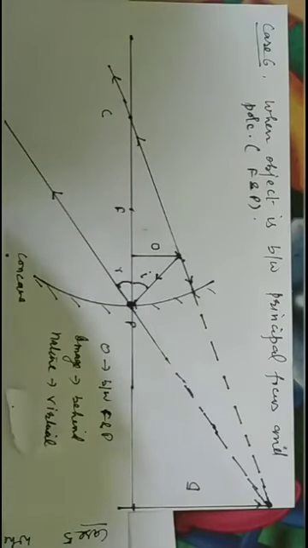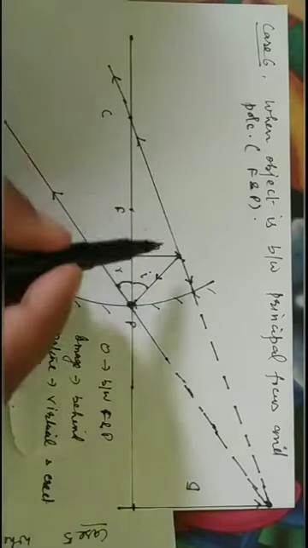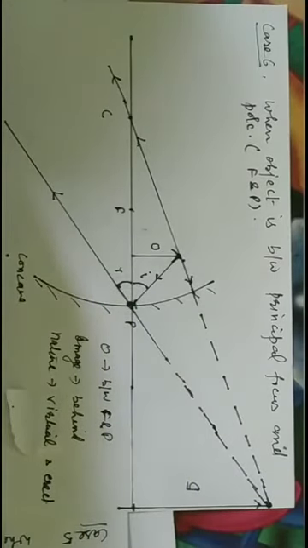That is why the nature of the image is virtual, and a virtual image is erect. From here you can see that the arrow is upward here, and here also the arrow is upward. So it is an erect image. And what is its size?